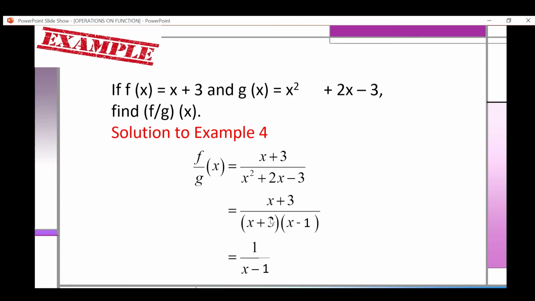Ayan. Tapos, idedecide natin yung sign. Dapat mas malaki kung ano yung naging sum. Okay? So, dito, since positive yung 2, yung sum niya, so ito yung gagawin nating positive, yung 3. Okay? Para pag nag-add tayo, magiging positive yung sagot. So, add nga natin. So, 3 plus negative 1, so 2x yung sagot. Okay? So, ito na yung factor natin. Then, meron tayong pwedeng i-cancel. So, x plus 3 cancel out natin. So, ang natira is 1 over x minus 1. Okay?